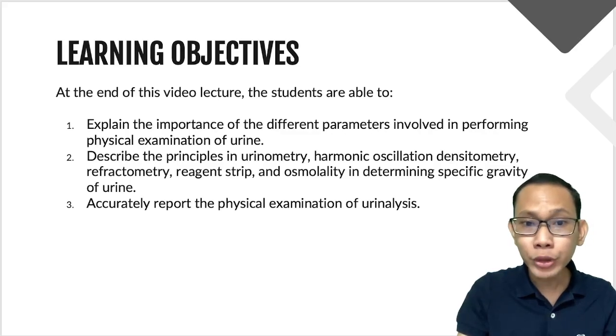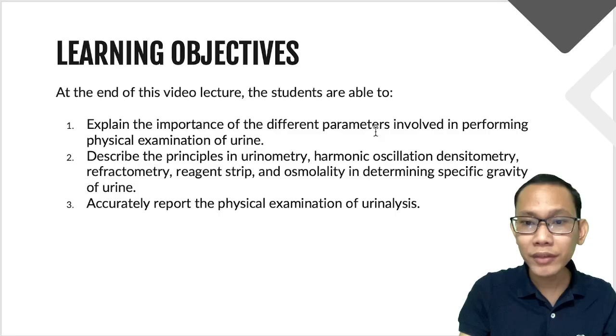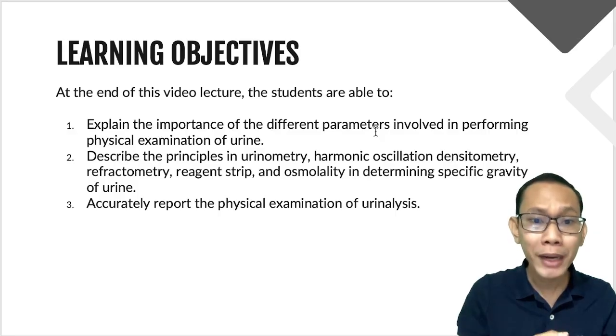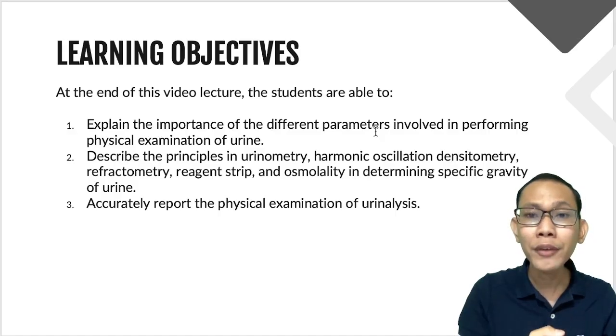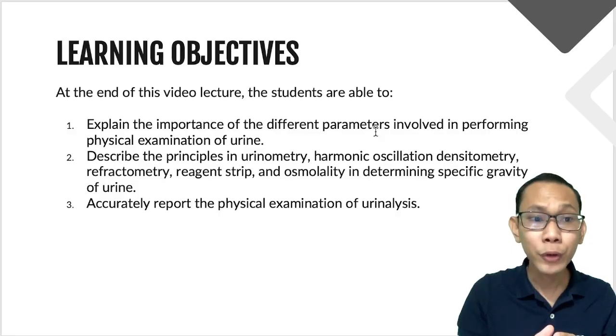Our learning objectives for today: at the end of this video lecture, the students are able to explain the importance of the different parameters involved in performing the physical examination of your urine. Later on, we will be discussing the four important parameters that comprise your physical examination: your color, the clarity, the specific gravity, and the last part, your odor.